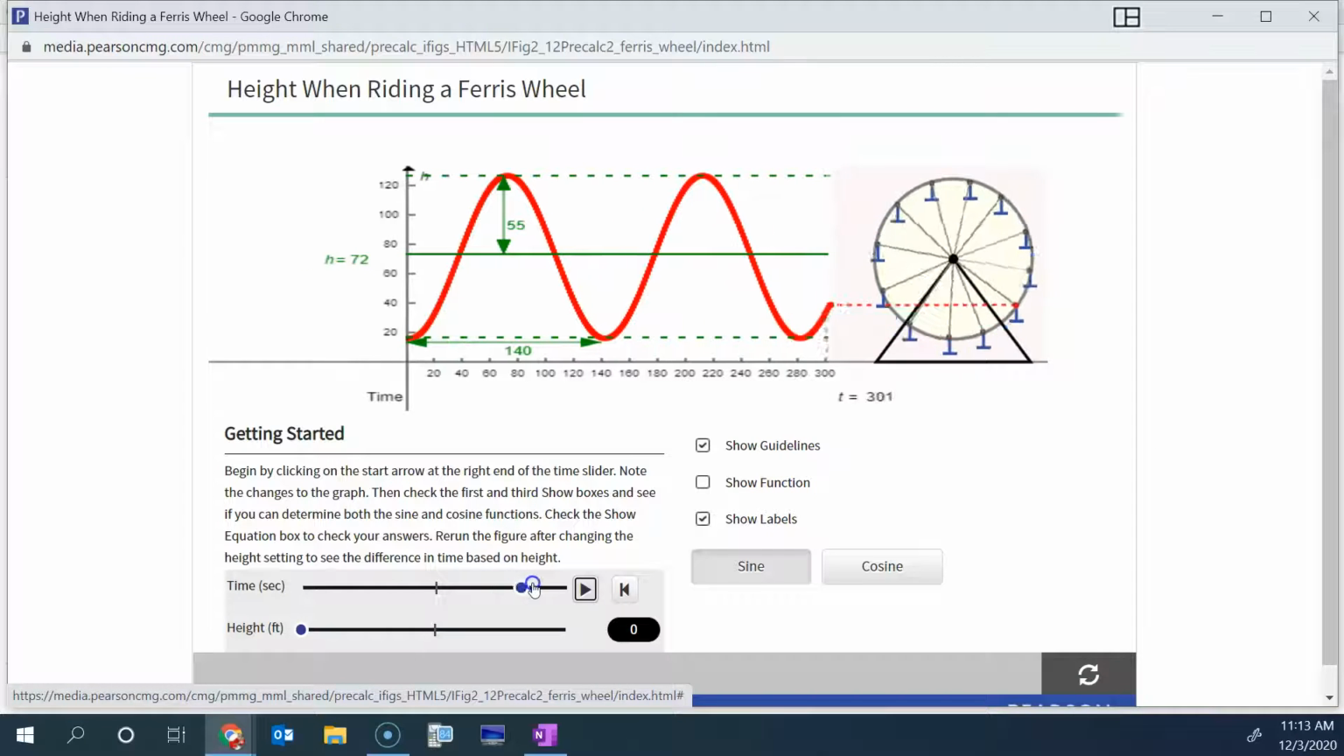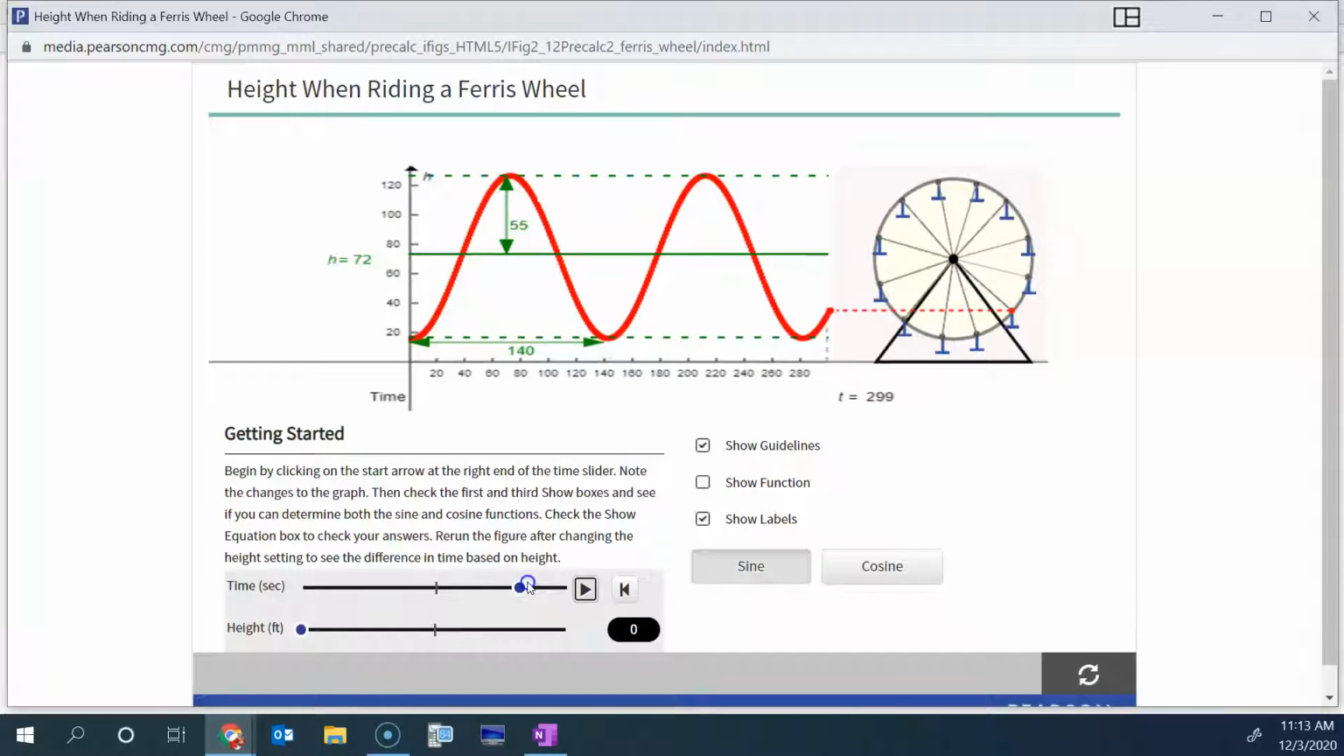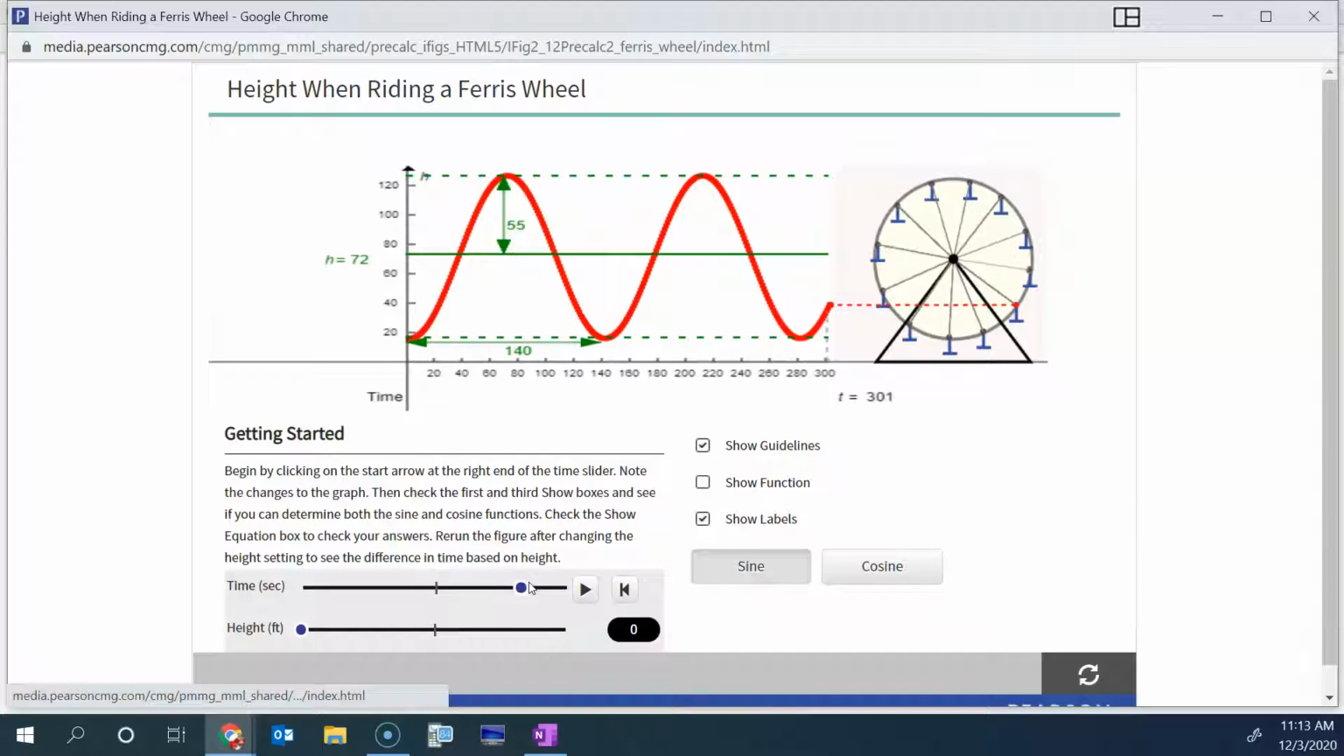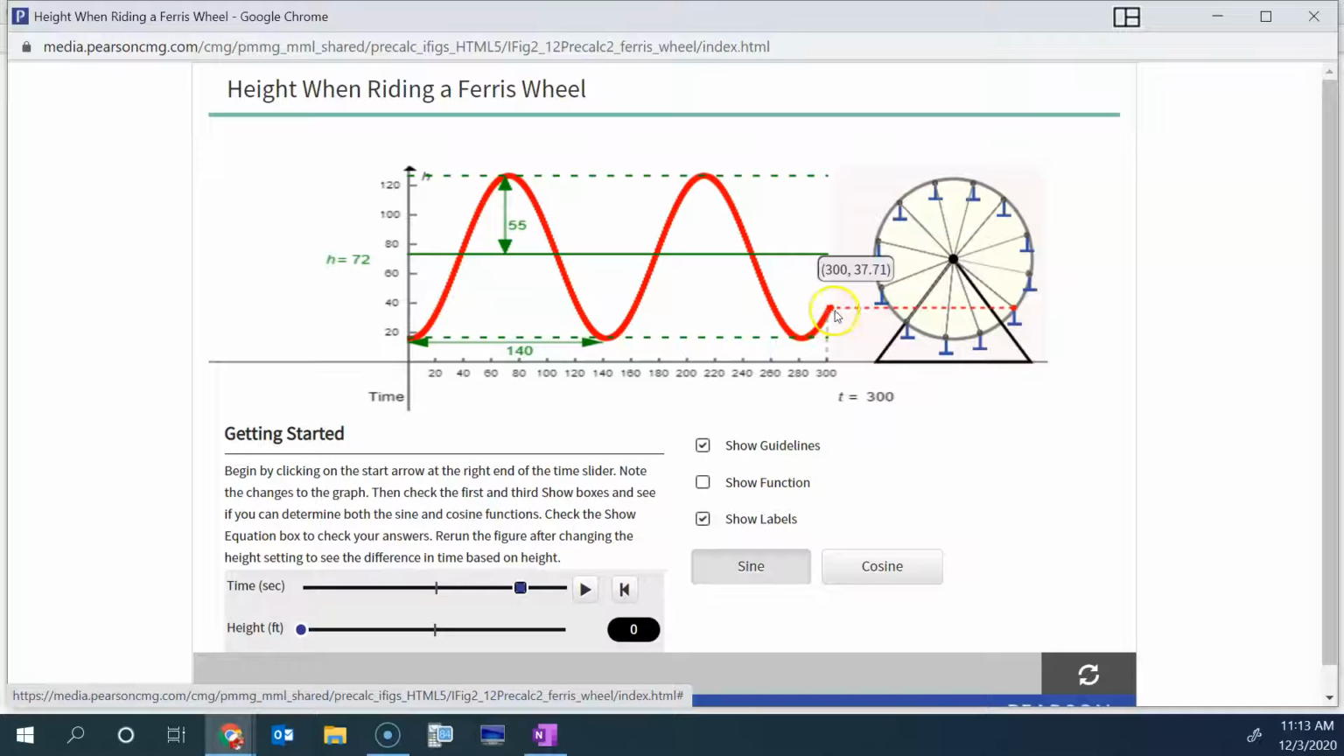So if I wanted to know, how high is it at 300 seconds? So I want to get that at, let's say 300. Okay, now look up here. I set that at 300 seconds. If I want the height, I just mouse over the very end of the graph. So at 300 seconds, I'm at 37 feet.